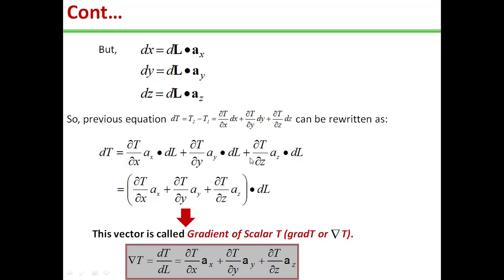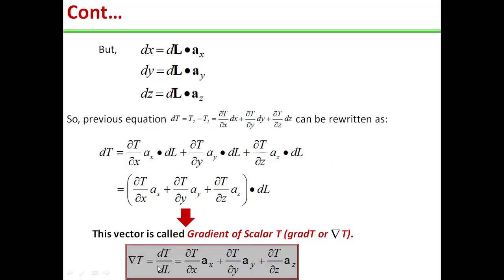After rearranging this equation, we will get dT is equal to (∂T/∂x) ax plus (∂T/∂y) ay plus (∂T/∂z) az dot product with dl, and this component is basically known as the gradient of scalar T. That means gradient of temperature T, and in the short form it can be written as grad T or del T.